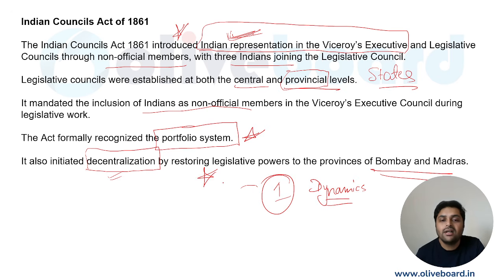Very, very important act. If the question comes that Indian councils, which act introduced Indian representation, what will be your answer? It will be the Act of 1861. Very, very, very important. Please keep in mind, these things have to be remembered. Okay, let us move forward.